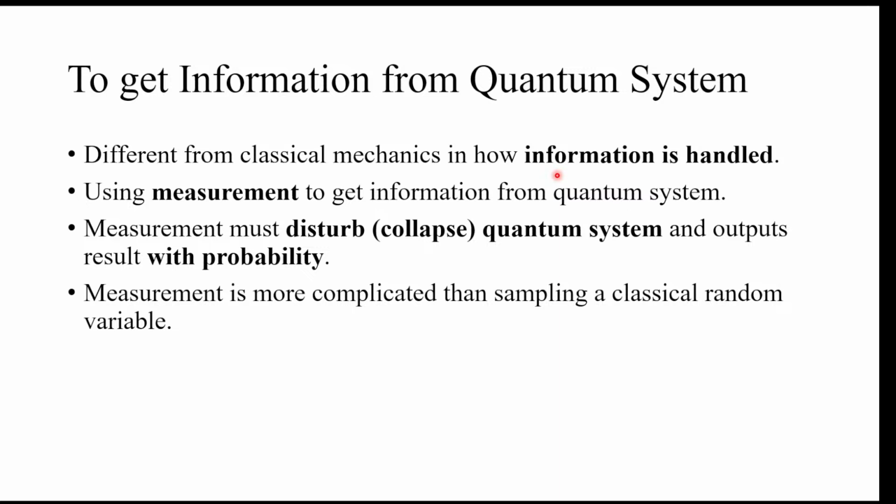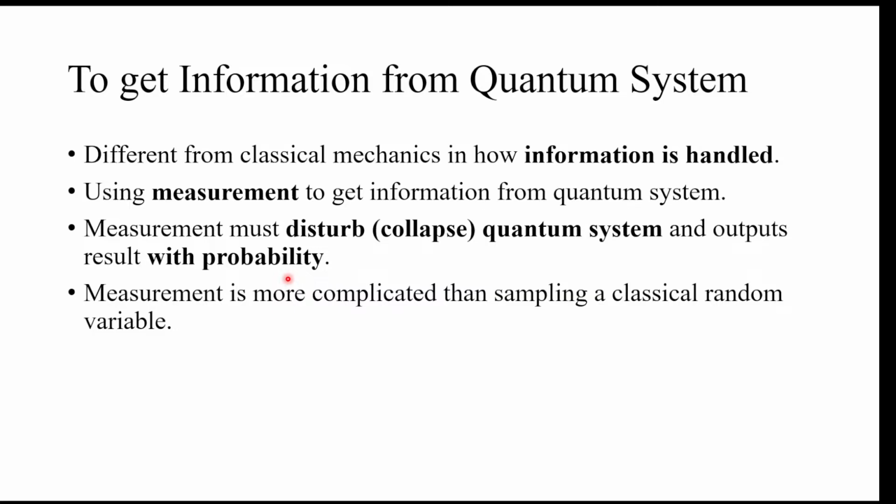Okay, so to get information out of a quantum system, we need to do measurement, and this is very different from classical mechanics in how information is handled. The different part is that the measurement will disturb or collapse the quantum state, and will output a result with probability. Whereas in classical mechanics, you usually assume measurement doesn't change your state. Your system has up spin, then you measure it is in up spin, etc.